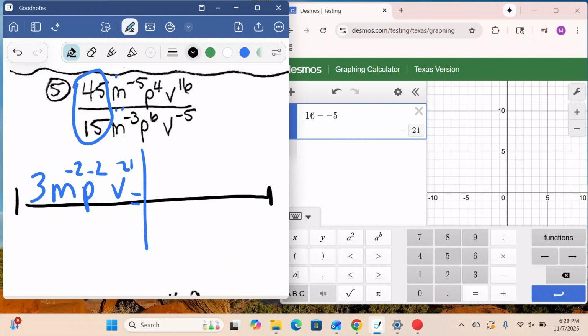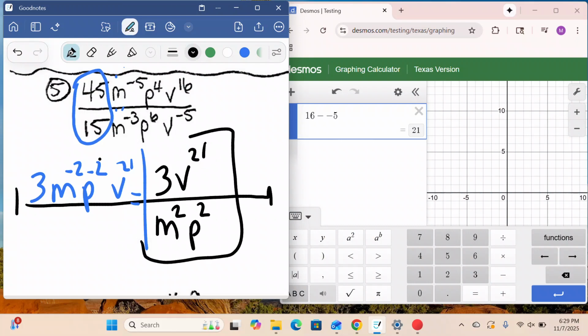The 3, of course, is positive. It's going to stay up there, and of course a 3 would stay up there. Now, looking at the p to the -2, I want to change it into positive, so I'm going to write it positive, but I'm going to throw it to the bottom. It's in the numerator. I'm going to throw it to the bottom, and it's going to become positive, and nothing's going to happen to v to the 21st. I'm just going to leave it alone, and that is my answer. I can go ahead and circle it, and that right there is my simplified answer.